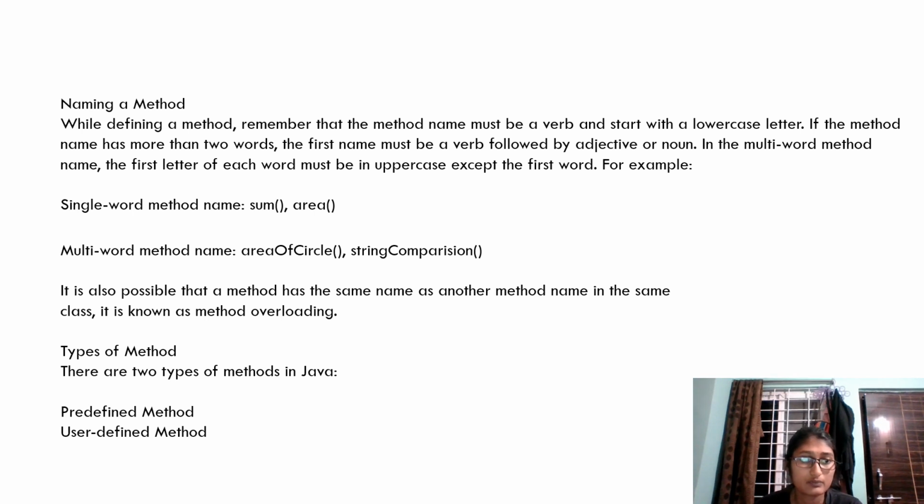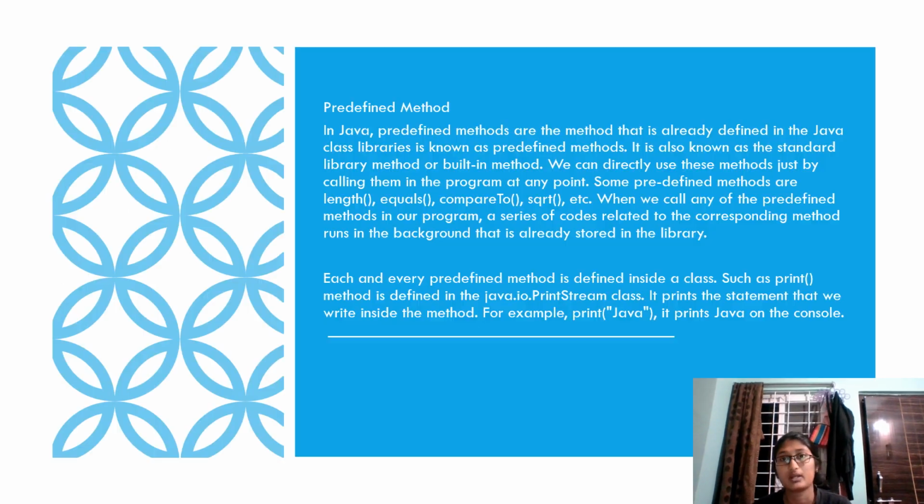There are two types of methods: predefined and user-defined. Predefined methods are the methods already defined in the Java class library, also known as built-in or standard library methods. We directly use these methods just by calling them at any point in the program. Some predefined methods are length, equals, compare, sqrt, etc. When we call any of the predefined methods in our program, the code related to the corresponding method runs in the background. It is already stored in a library.